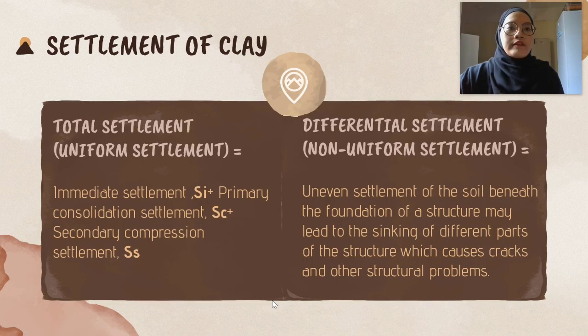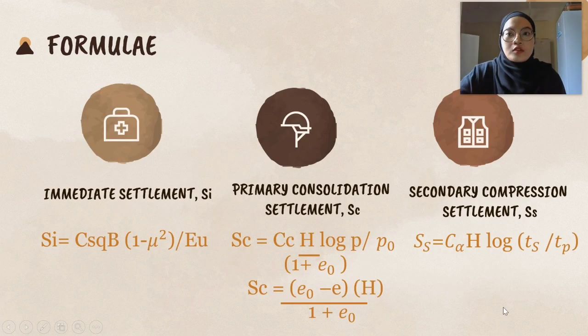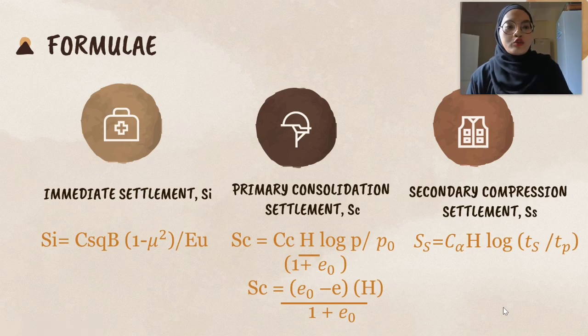And then we have the settlement of a claim. We have two types: total settlement and differential settlement. Total settlement is basically a uniform settlement. The formula is immediate settlement SI plus primary consolidation settlement SC plus secondary compression settlement SS. Differential settlement is basically a non-uniform settlement. It is uneven settlement of the soil beneath the foundation of the structure, mainly due to the sinking of different parts of the structure, which may cause cracks and other structural problems. This is basically the formula that we use to find the immediate settlement, primary consolidation settlement, and secondary compression settlement. This is the list of formulas that we can use.